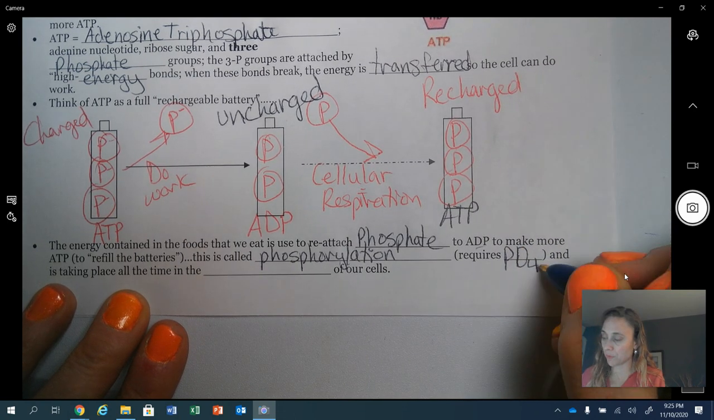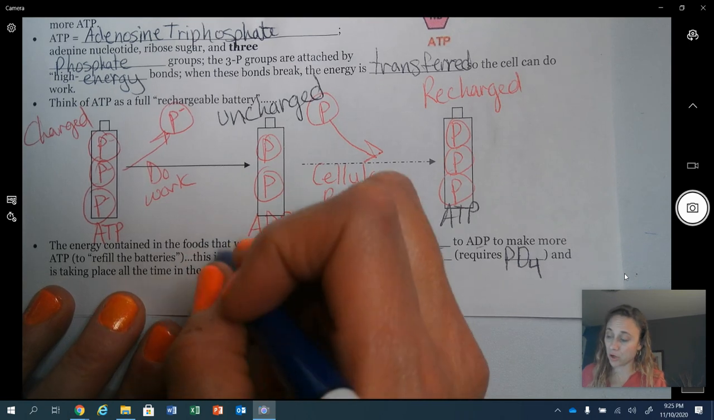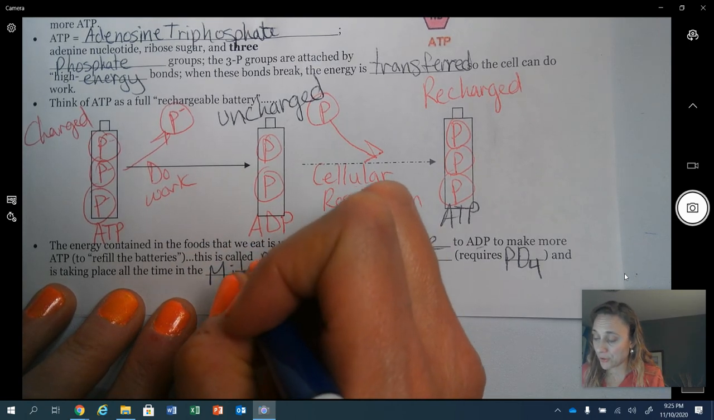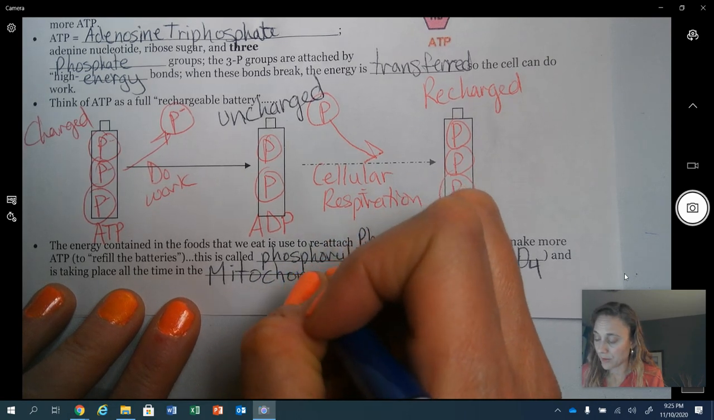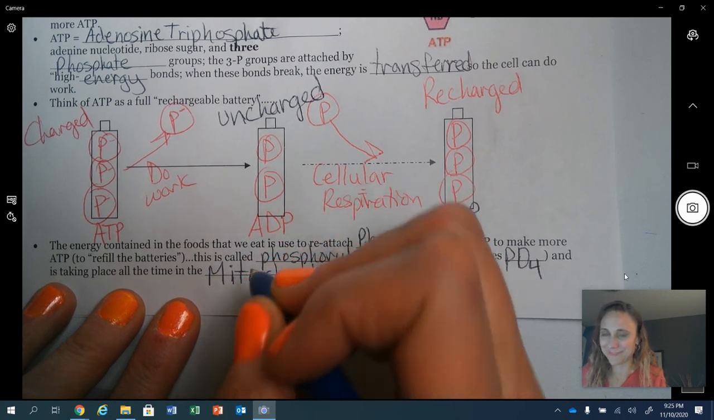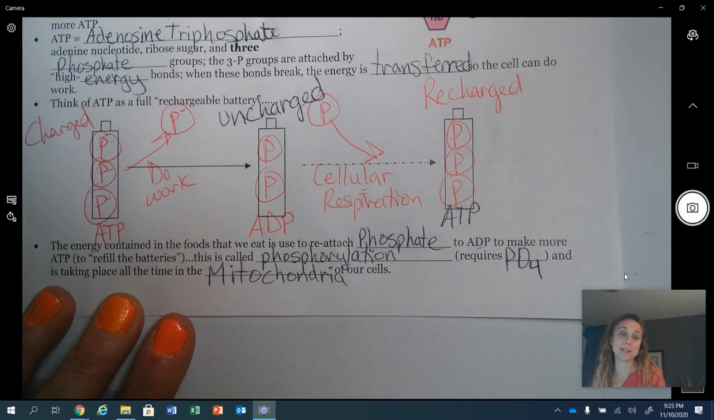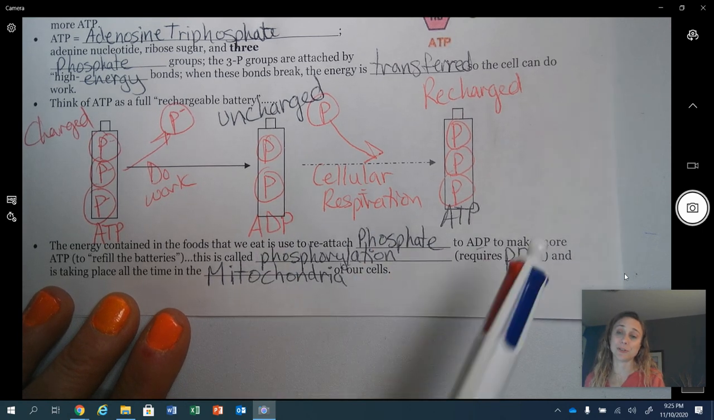Phosphorylation requires a phosphate group, PO4, and it's taking place all the time in the mitochondria for recharging ATP. That's what's going to happen in the mitochondria. That's why the mitochondria is the powerhouse of the cell, right? It's utilizing energy to recharge its batteries or recharge its debit card. It's more like a debit card that gets uncharged and then recharged.